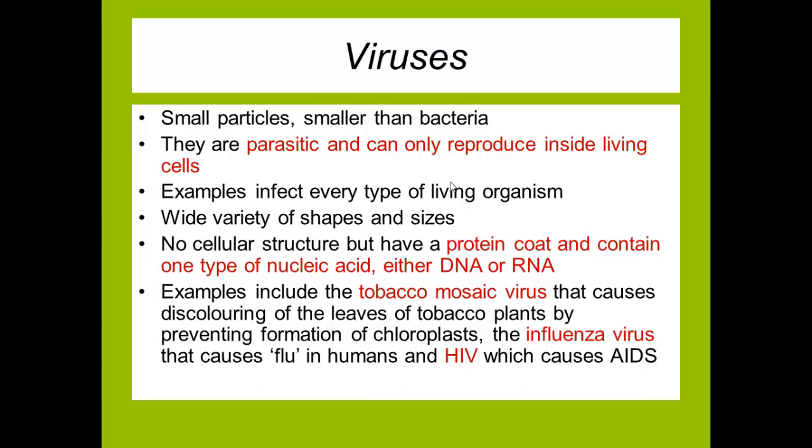Examples: tobacco mosaic virus. That is a big pathogen which causes extensive economic damage to tobacco farmers. You can debate whether or not that's a good or bad thing. And it does it by preventing the formation of chloroplasts, so they can't photosynthesize. Flu, caused by the influenza virus, and HIV, which is the virus that causes AIDS.